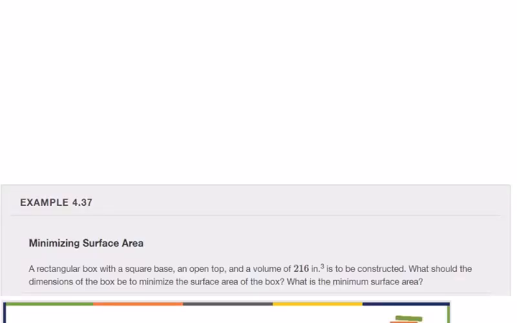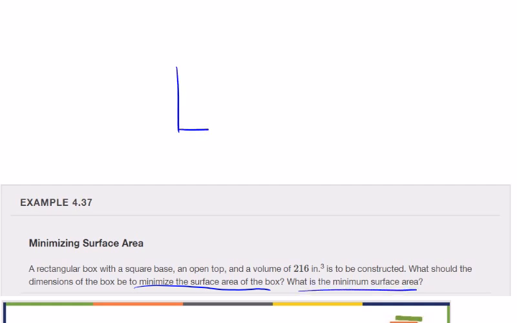All right, I wanted to show you one more. This time we're going to be minimizing something, in this case surface area. We have a rectangular box with a square base and an open top with a volume. This time they give us the volume to be constructed. What should the dimensions of the box be to minimize the surface area of the box? And what is the minimum surface area?